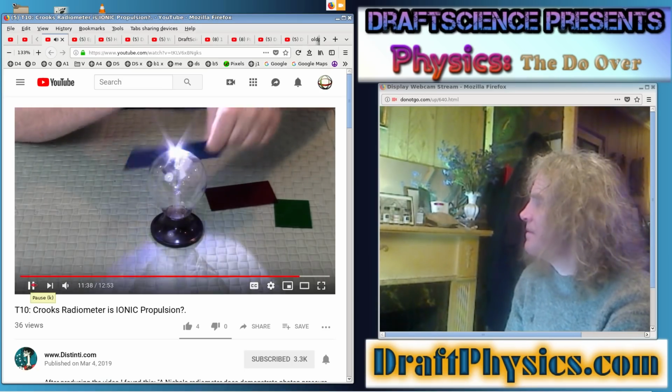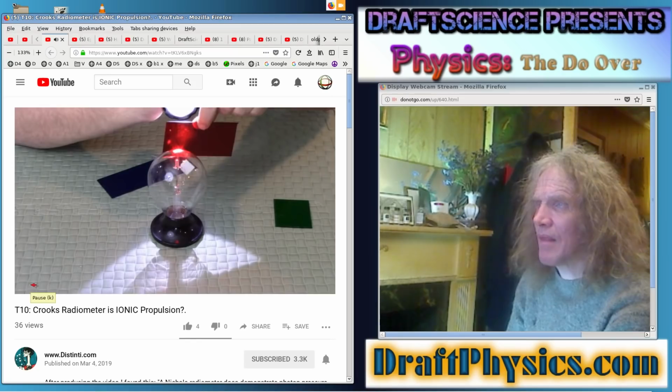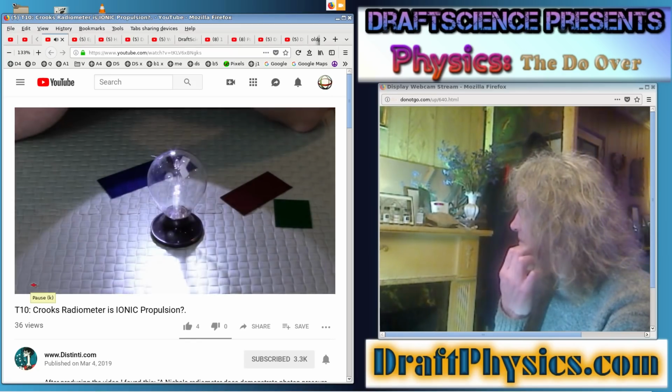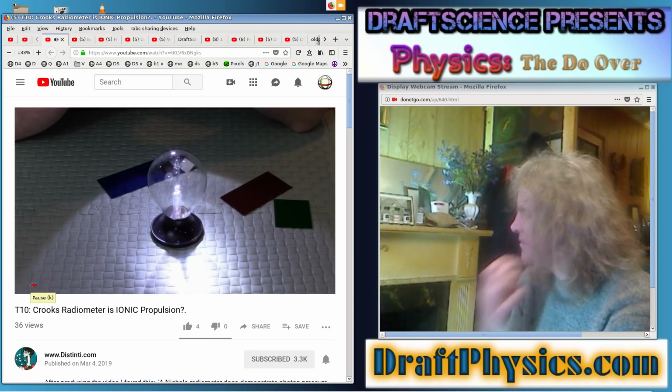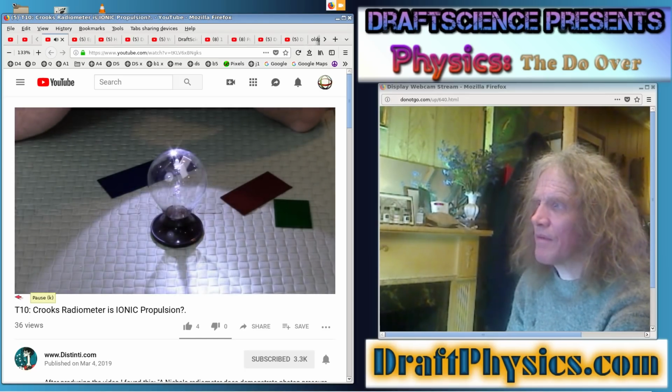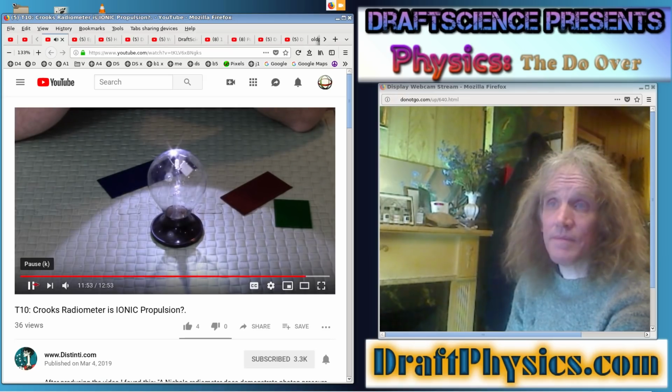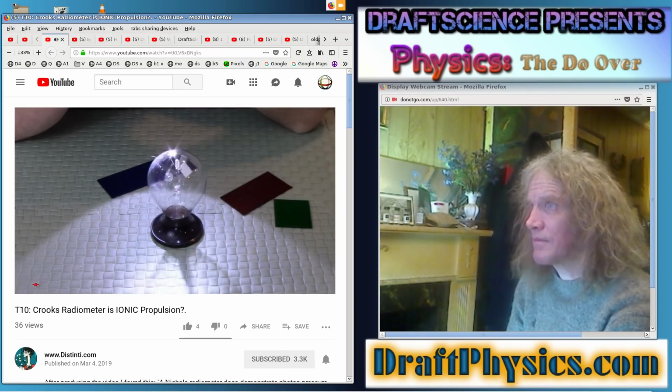If it works better with blue light than red light, it's more along the lines that it must be something with ionic propulsion. Now, it could also be a combination of the two. We actually need to go further with this experiment and put it in a full vacuum, and then alternatively put it into full air and see how it performs.